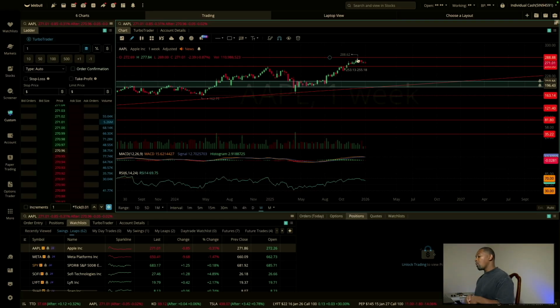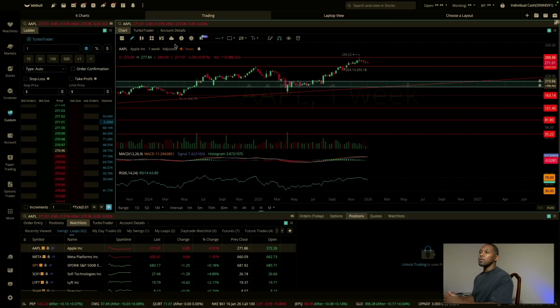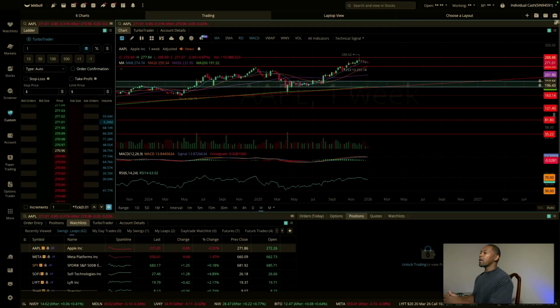Now I want to look at where my 200 moving average is, and I also want to look at what the candlesticks are showing us. That's going a little bit deeper, but I'm just going to touch on it real briefly. So let's just pull up our indicators. So we have our moving averages.